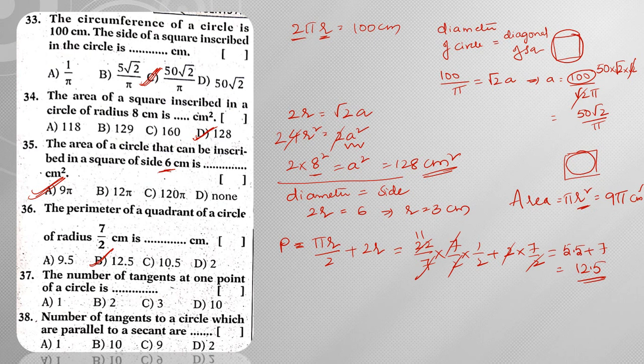Next, the number of tangents at one point of a circle is. So at a particular point, how many tangents can we draw? Passing through a point, we can draw only one tangent. Number of tangents to a circle which are parallel to a secant are. Parallel to a secant, we can draw only two tangents, because for a tangent, we can draw one parallel tangent. So we are going to have two tangents which are parallel to a given secant.